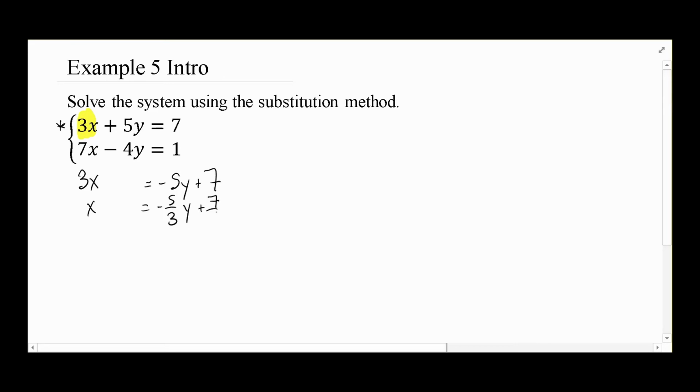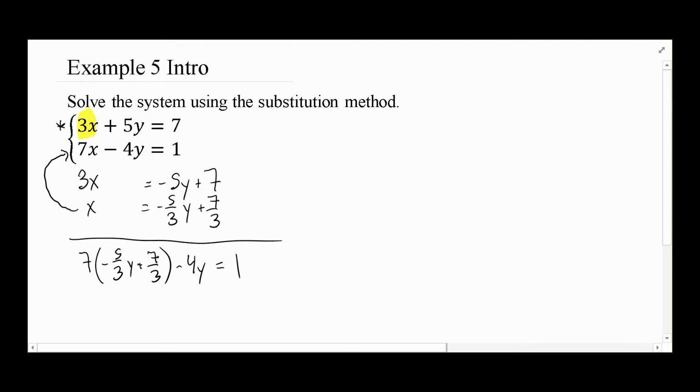And so we can see there's fractions in this problem. Bummer. Now let's do the substitution. Let's plug the x into the second equation. So everywhere where there's an x, we're going to replace it with negative 5/3 y plus 7/3. So we have 7x, but instead of x, we're going to put negative 5/3 y plus 7/3 minus 4y equals 1.